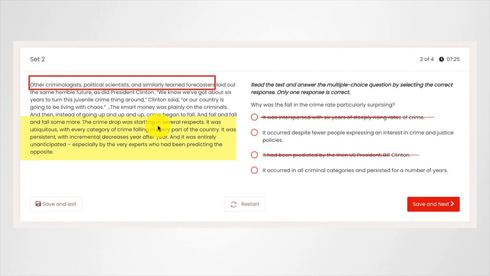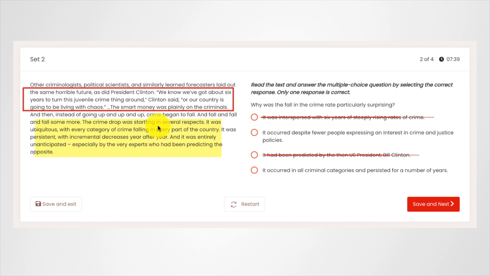And third is, it had been predicted by the US President Bill Clinton, and Bill Clinton actually had said something different. Similarly, learned forecasters laid out the same horrible future as did President Clinton. That means Clinton had actually predicted that the crime rate was going to increase. So that is also wrong. So these 3 options are wrong, means the fourth one has to be the correct answer.